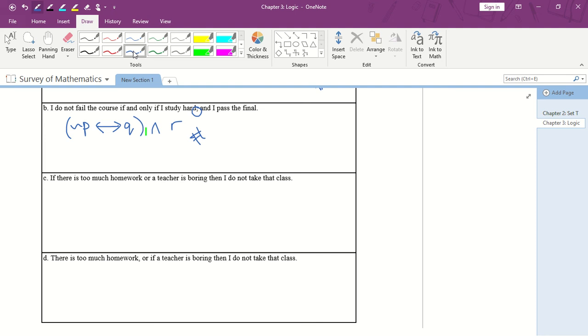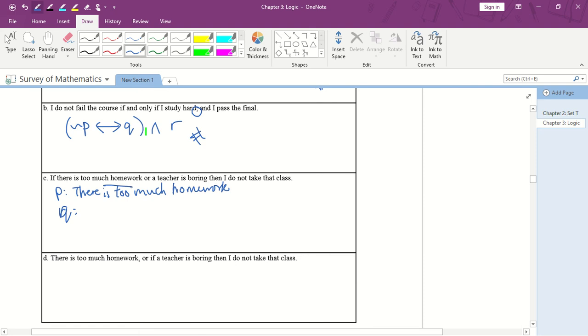Next question. If there is too much homework, so let's put here P, there is too much homework. And Q: teacher is boring. So the teacher is boring. I do not take that class. Remember, do not is a negation, so I will put R for I take that class only.